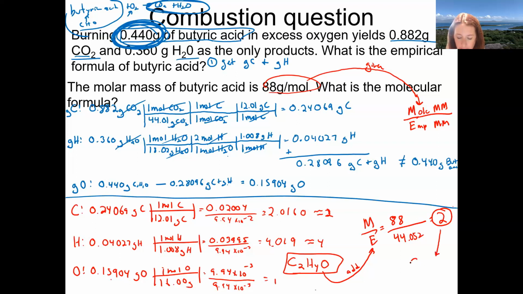So that means instead of C2, it's C4. Instead of H4, it's H8. Instead of O1, it's O2. Molecular formula. Empirical formula. So I'm sure everyone's done this before. It's just probably been a long time, right?